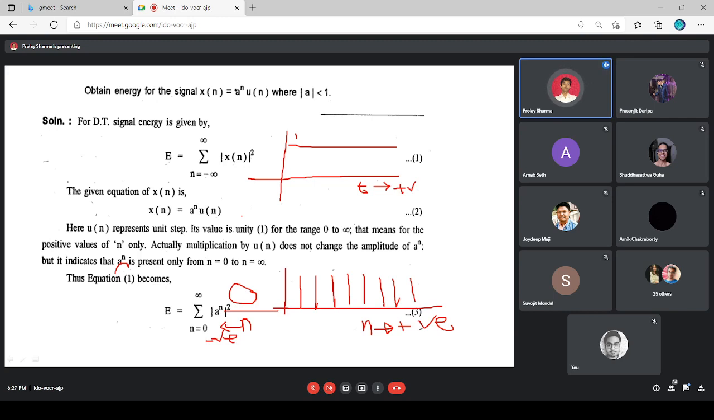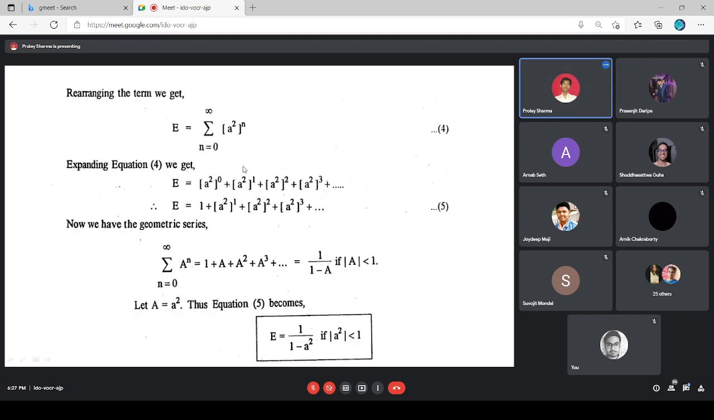As we progress to discuss the different chapters, we will observe that this is a standard operation we will do every time. Now, as the signal is causal, the summation from minus infinity to 0 is no longer required. The summation is needed for n equal to 0 to infinity only. So the energy measurement equation is a little bit transformed: the summation is now from n equal to 0 to infinity of a to the power n, squared.